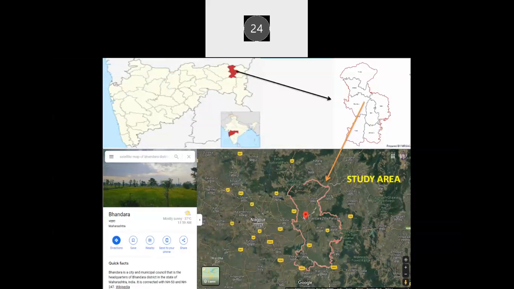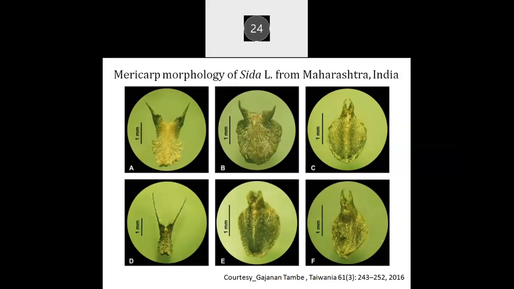This is the site where I worked throughout Bhandara district. I did the floristic work, and this is the satellite map. The complete work was done in Bhandara district. I visited different localities, collected specimens, and identified them on my own as well as with the help of experts. Next slide, ma'am.